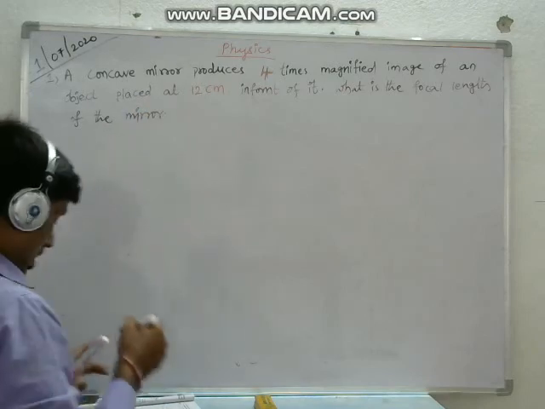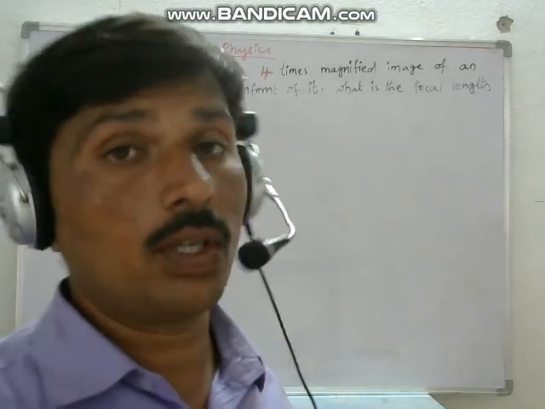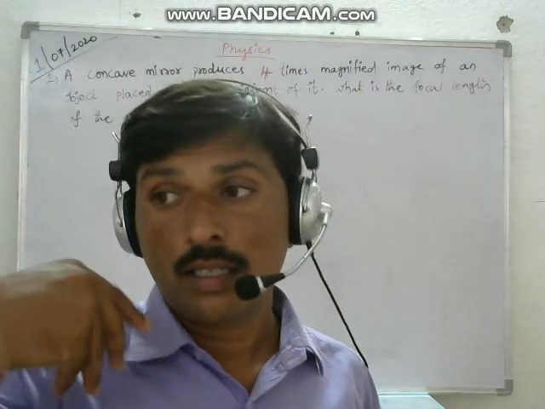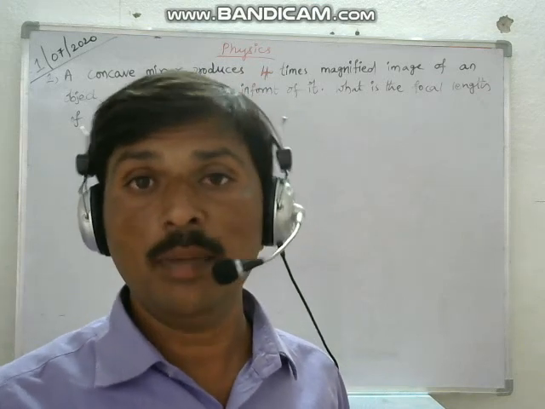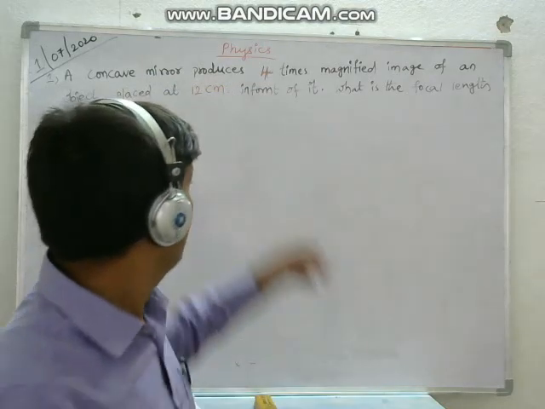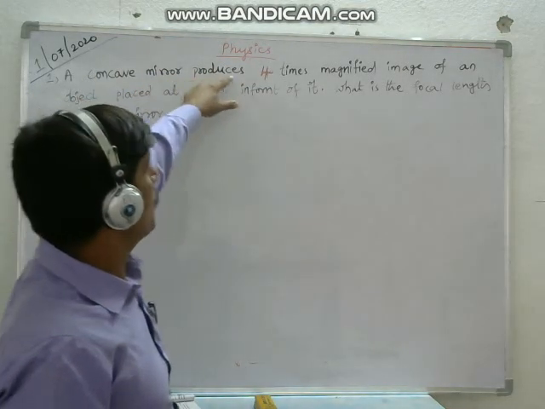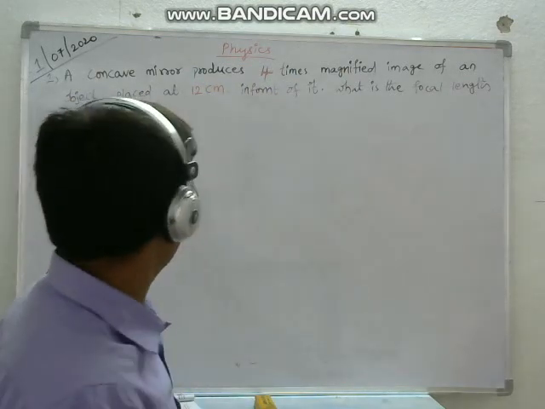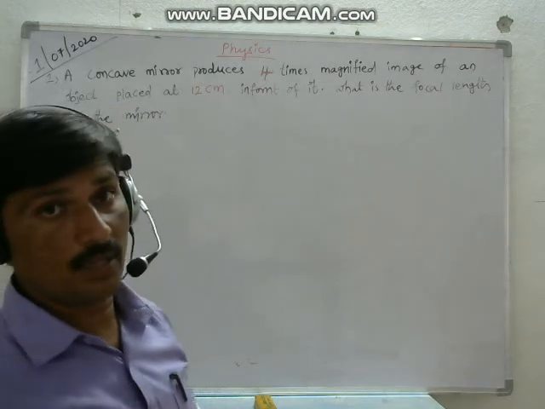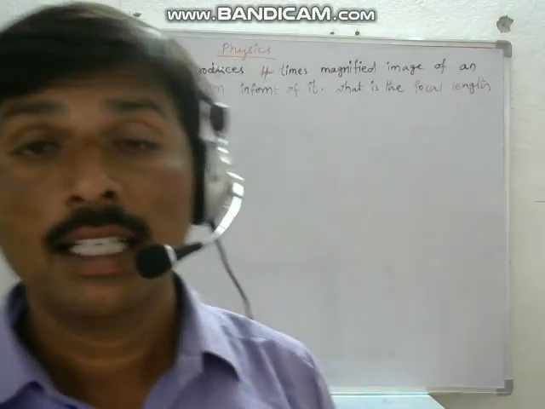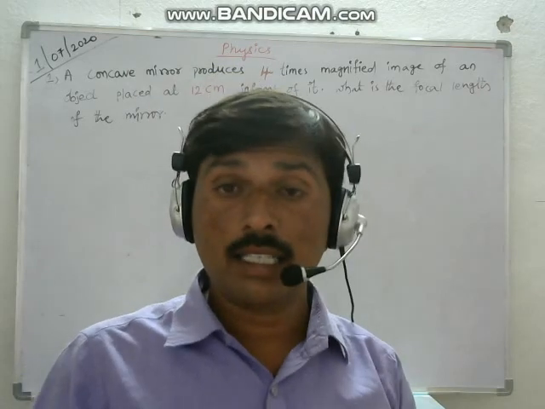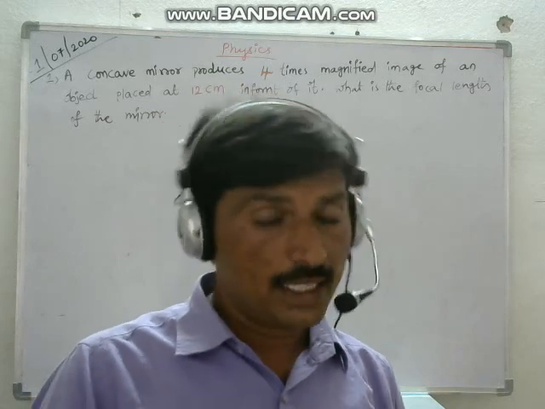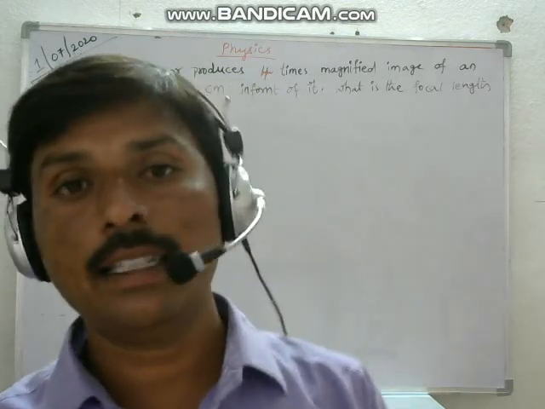See children, in this problem we are going to find the focal length by using the magnification. In the previous problem we found the focal length from the image distance only, but in this problem the magnification is given. A concave mirror produces 4 times magnified image of an object placed at 12 centimeter in front of it. So for that we need to find the image distance indirectly, as well as the focal length of the mirror.